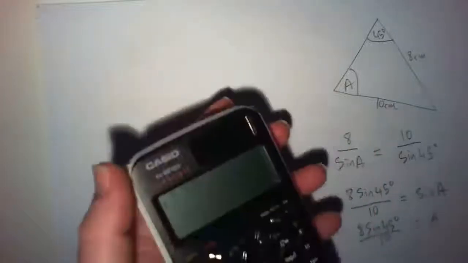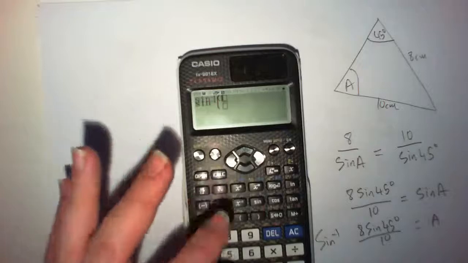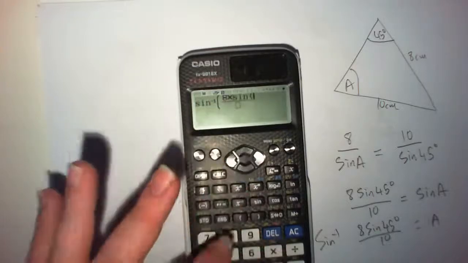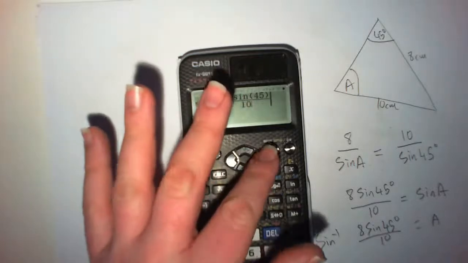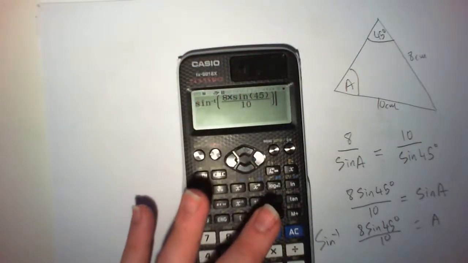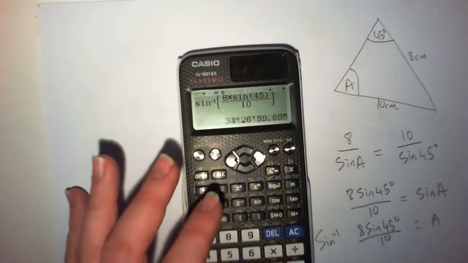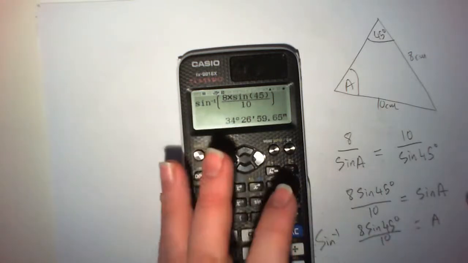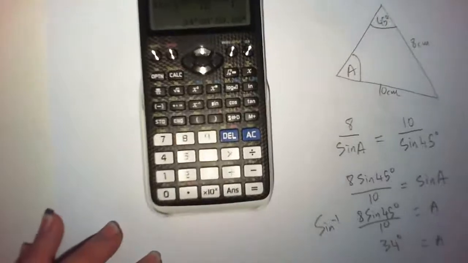So let's do it. Sine inverse fraction 8 divided by the sine of 45 over 10. And we'll give it to the nearest degree just to stop any arguments. To the nearest degree, it is 34 degrees. Now, listen, they'll tell you whether it's the nearest degree or nearest whatever, but just do what they tell you, okay? So we'll try another one.